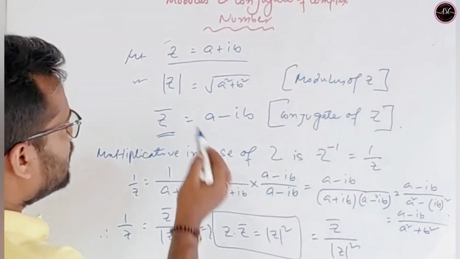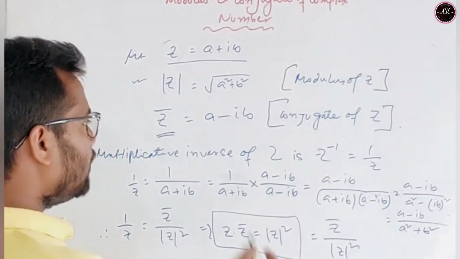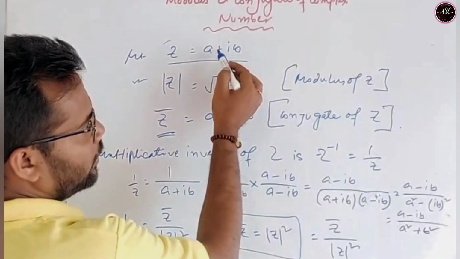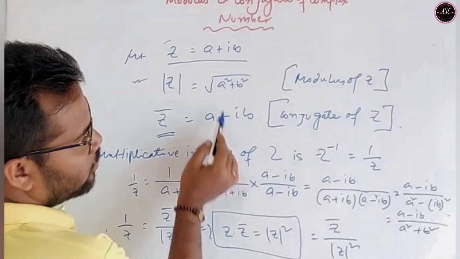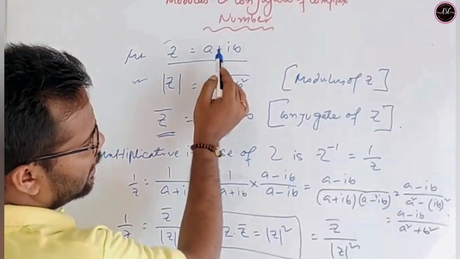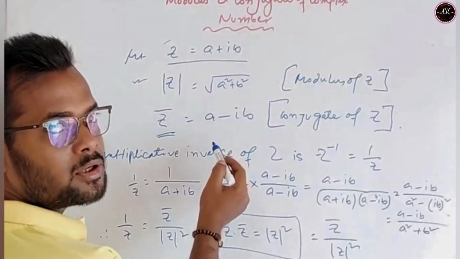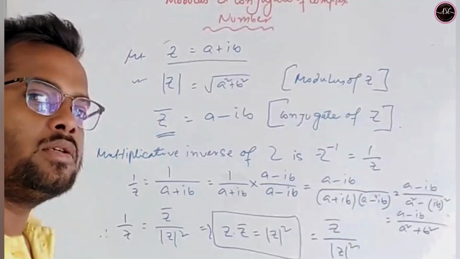So if there is a question, just find the conjugate of Z: just write the real part, then the sign will be the opposite of this. That means here positive, here negative. If there is negative, here will be the positive, and then the imaginary part. So this is so much easier. Okay. Let's do some examples.